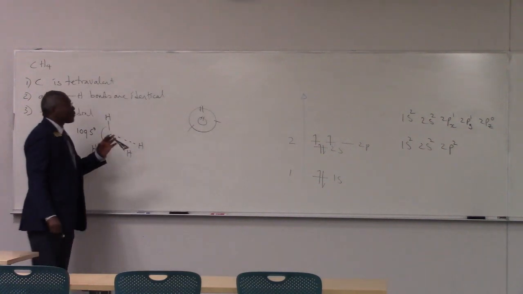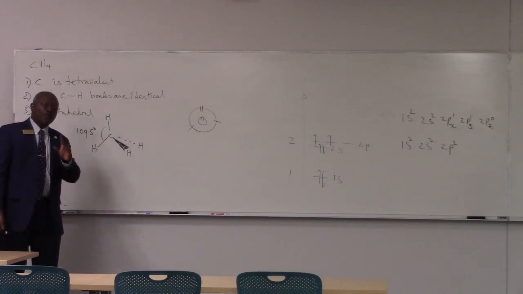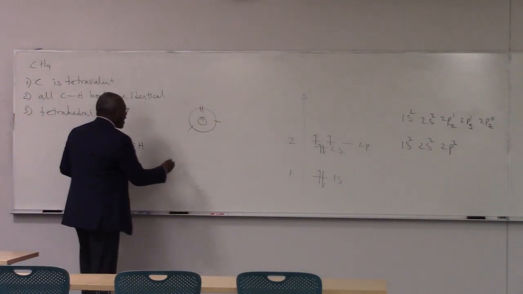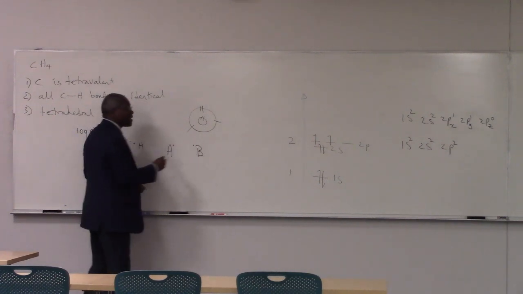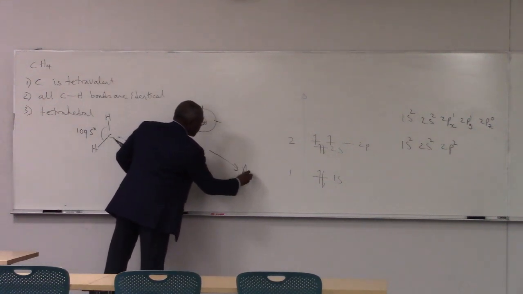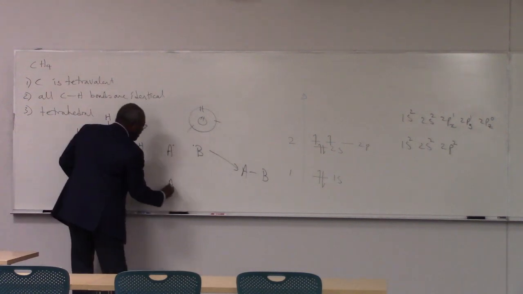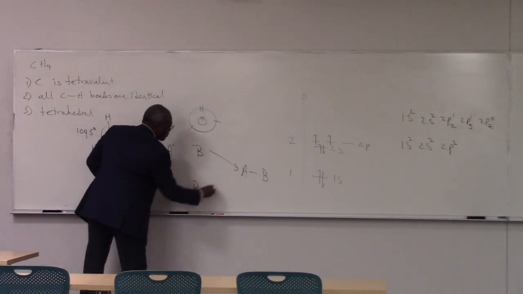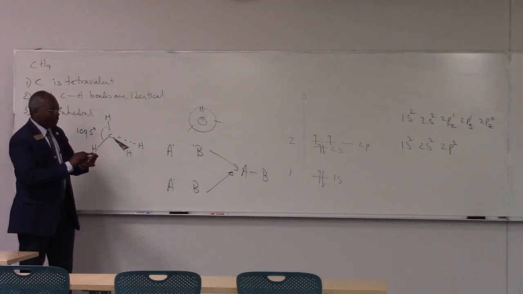We said that when atoms bond, typically one of two things happens. Either A brings in one electron and B brings in the other, right? So you get your AB bond. Or A brings in both and B brings in none. Or B brings in both and A brings in none.